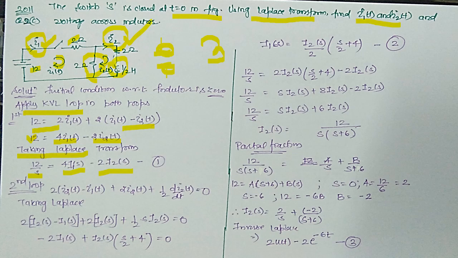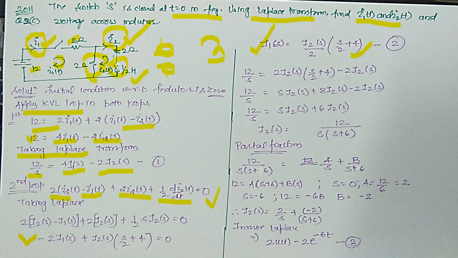Now let's write the loop equation for the other loop. It is 2 times I2(t) minus I1(t) plus 2 times I2(t) plus 1 by 2 d by dt of I2(t), right? This is because of this inductor. Please don't forget it is given by L di by dt. So the L value is 1 by 2, hence you write 1 by 2 d by dt of I2(t). Equate that to 0, and taking the Laplace transform, you will find that I1(s) is equal to I2(s) by 2 into (s plus 4). This is what you will find.